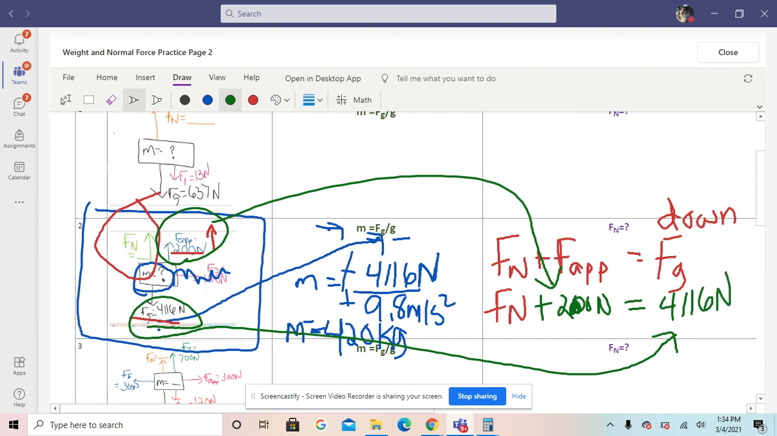So I need to get the normal force by itself. That means subtract 200 from both sides. So I subtract 200 from the left, it goes away. I subtract 200 from the right, that becomes... oops, get rid of the 4. It becomes 3916 newtons. I was trying to do that math in my head, missed that step. 3916 newtons is my answer.